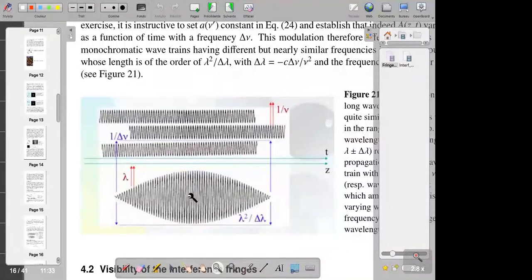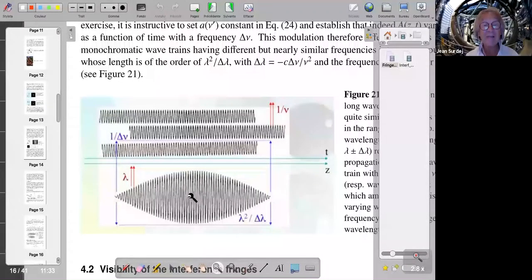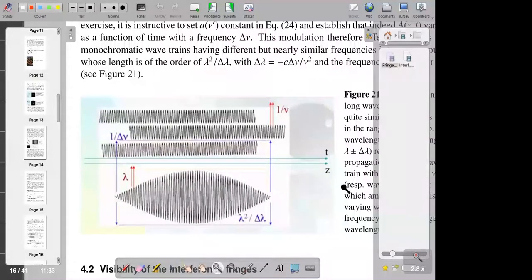I'm resolving the star. It means that at that moment, the light coming from one hole maybe corresponds to a location here, and the light coming from the second hole is somewhere there, and there is no more coherence possible between these two trains of waves. You see, this is the reason.